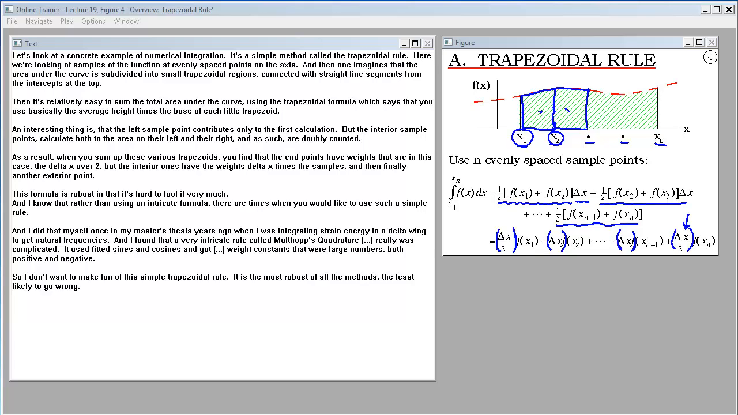And I did that myself once in my master's thesis years ago when I was integrating strain energy in a delta wing to get natural frequencies. And I found that a very intricate rule called Multop's quadrature that really was complicated. It used fitted sines and cosines and got weight functions, that is, weight constants that were large numbers, both positive and negative. So I don't want to make fun of this simple trapezoidal rule. It is the most robust of all the methods, the least likely to go wrong.